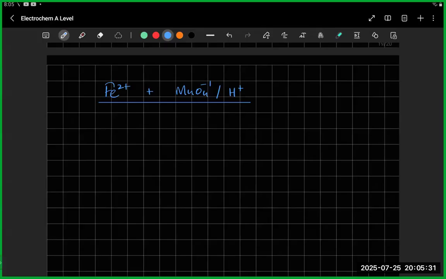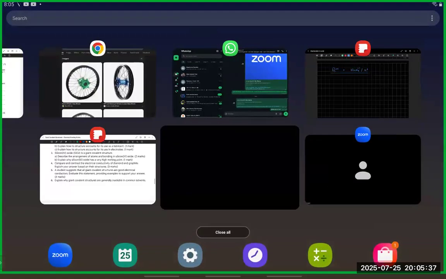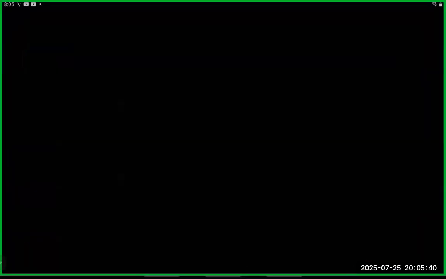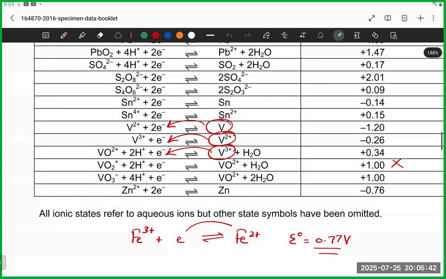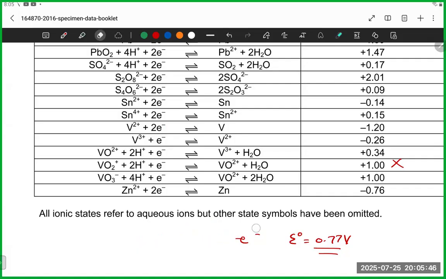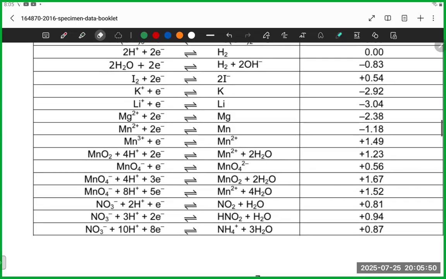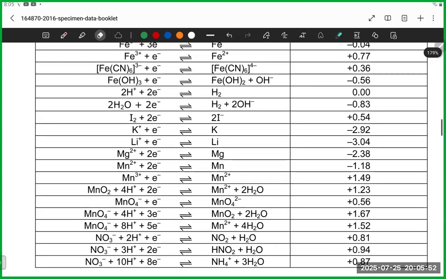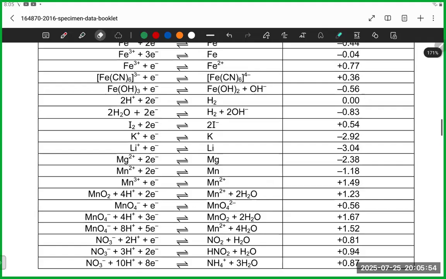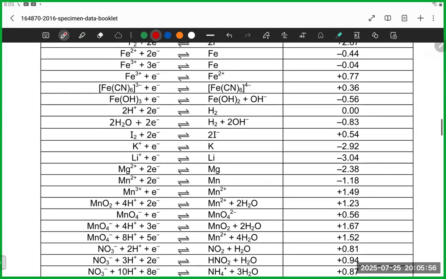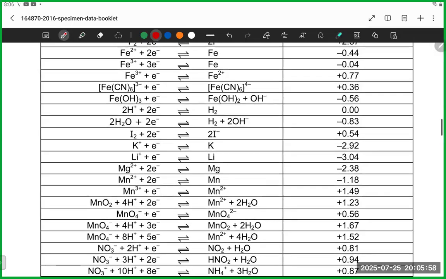I'm going to do the working on the data booklet now. Instead of writing the equation and wasting time, I'm just going to do all the working on the data booklet. So Fe2+ reacting with MnO4-. Where Fe2+ is, I've got three equations involving Fe2+.